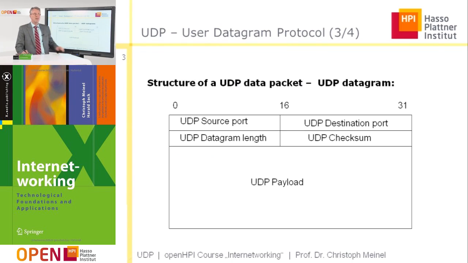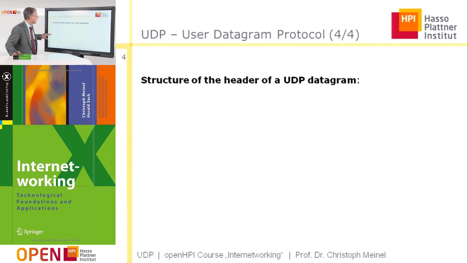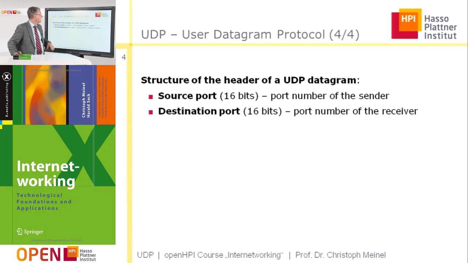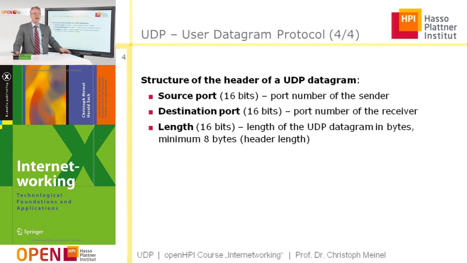The structure of a UDP packet is therefore very simple compared to the TCP segment. In the header, we have only four header fields: the UDP source port, the UDP destination port, the UDP datagram length, and the checksum, and then the UDP payload comes. The source port, of course, is the port number on the sender side. The destination port is the port number on the receiver side. These are the port numbers used by both applications that want to communicate via the internet.